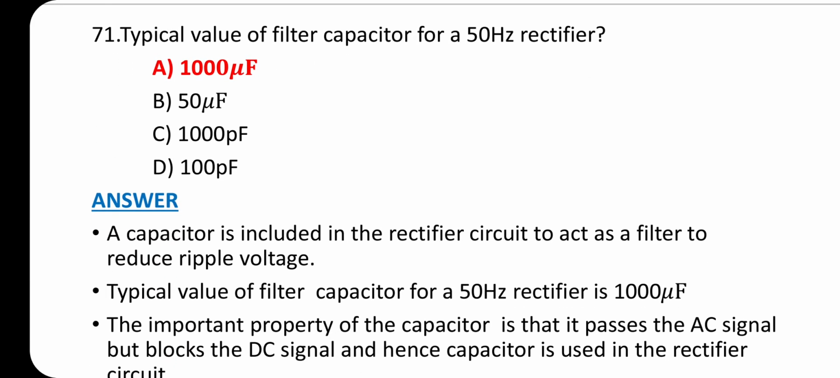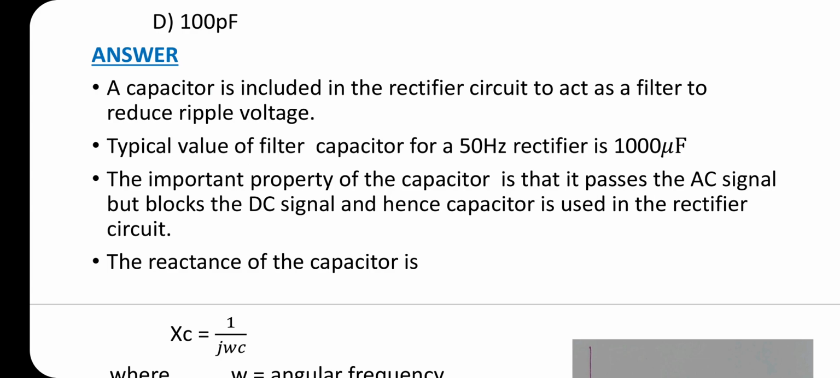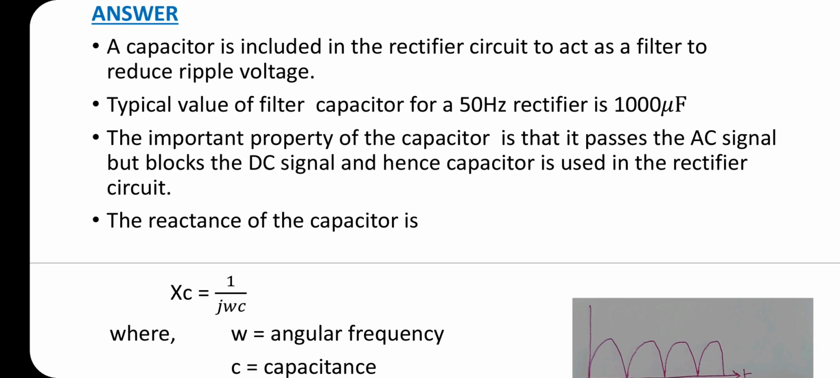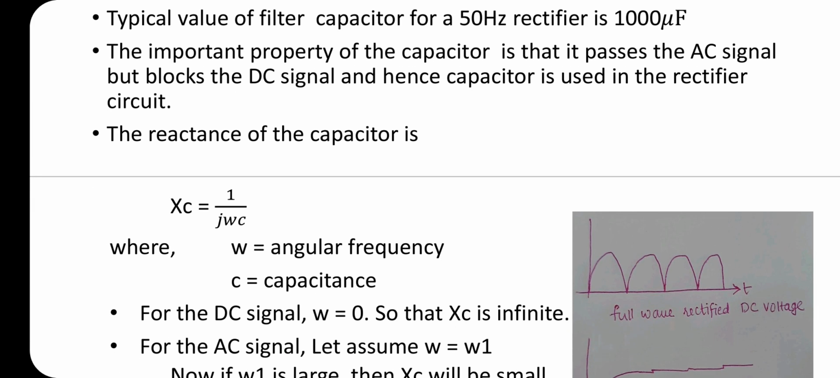Question number 71. Typical value of filter capacitor for 50 Hz rectifier is option A, 1000 microfarad. A capacitor is included in the rectifier circuit to act as a filter to reduce ripple voltage. Typical value of filter capacitor for a 50 Hz rectifier is 1000 microfarad. The important property of a capacitor is that it passes the AC signal but blocks DC signal, and hence a capacitor is used in the rectifier circuit. The reactance of the capacitor is Xc equal to 1 by j omega c, where omega is the angular frequency and c is the capacitance.